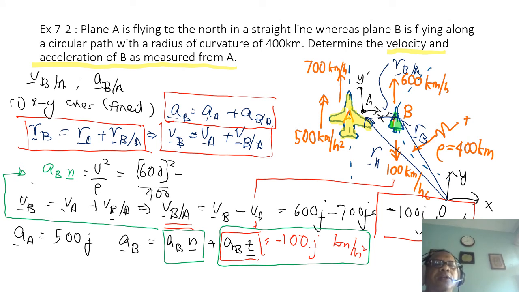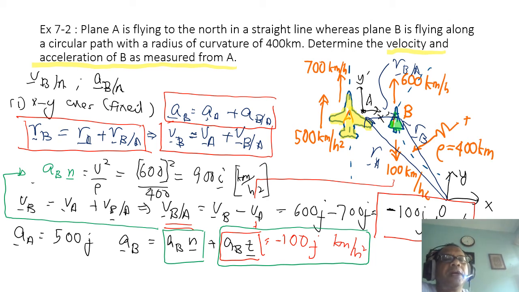So you have got that answer. 600 squared divided by 400, so we will have AN as 900I kilometer per hour squared. That is the unit.